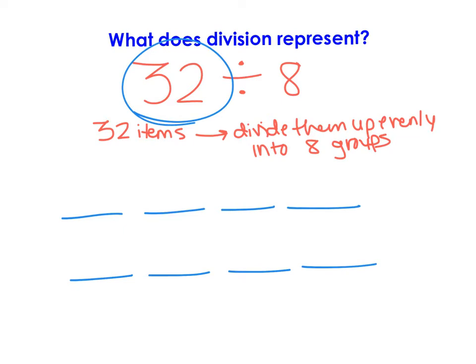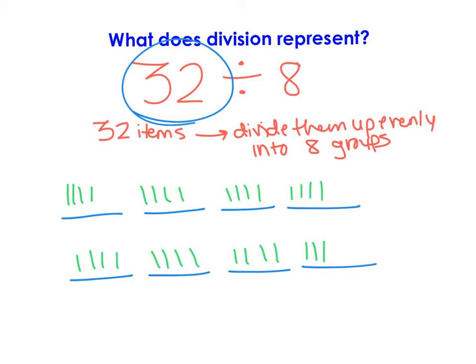So what I'm going to do is take those 32 items and count and place them into those 8 groups until I run out of items. So here I have 1, 2, 3, up to 32. Notice that I took my 32 items and divided them up evenly into 8 groups, and I found there were 4 items per group.